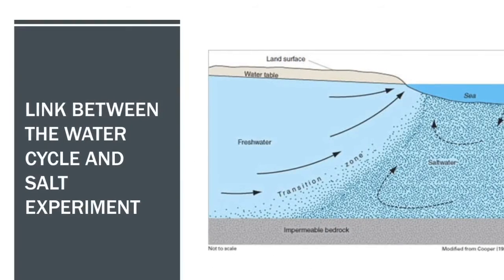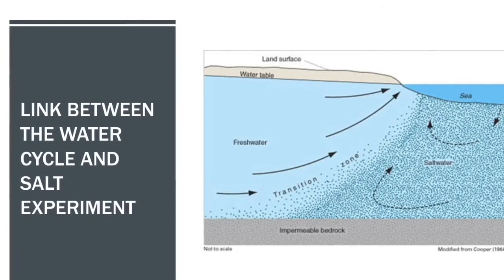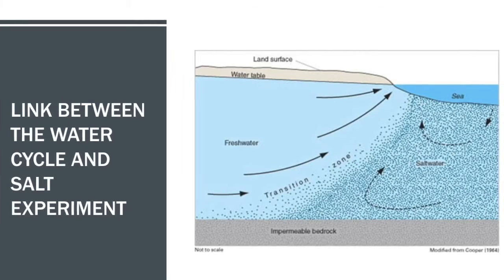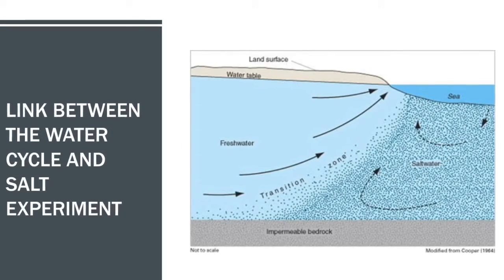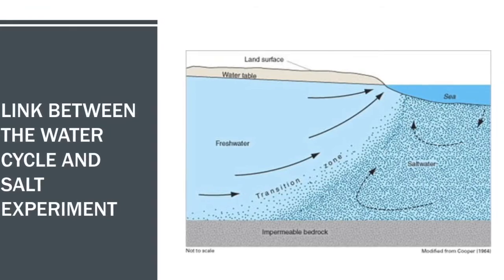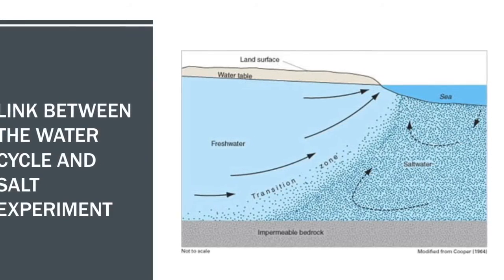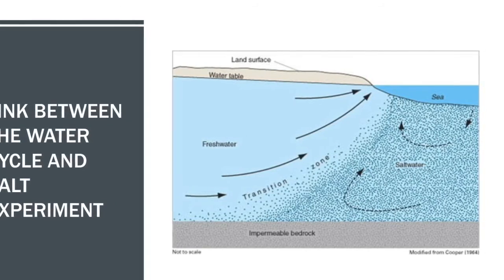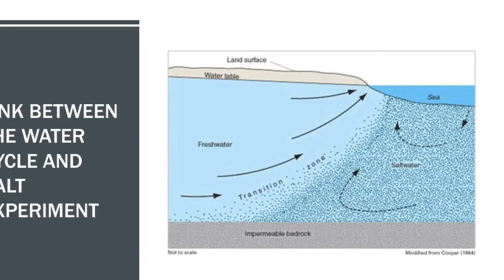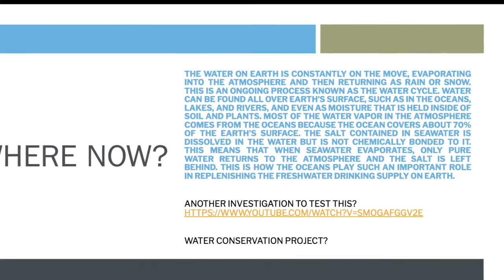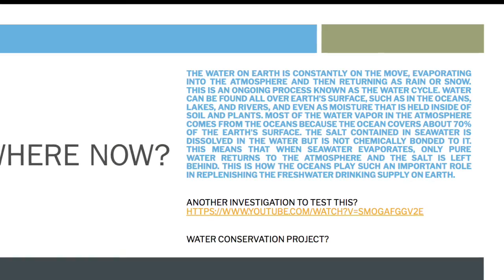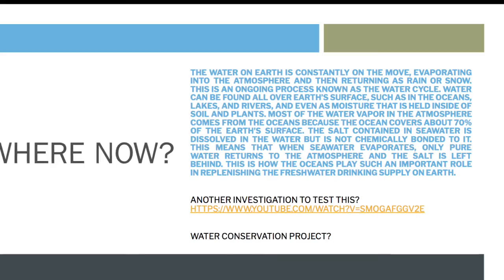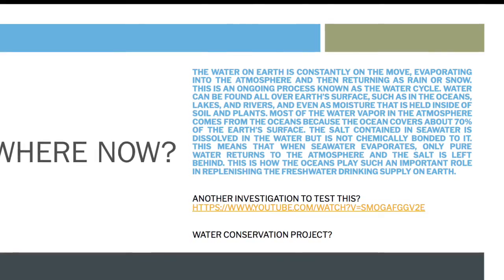So where to now? You could take this lesson and then go more in depth about water vapor in the atmosphere and how it comes from the oceans, because the oceans cover about 70% of the Earth's surface. The salt contained in seawater is dissolved in the water but is not chemically bonded to it. This means that when seawater evaporates, only pure water returns to the atmosphere. Linked on that slide is a demonstration that shows exactly that. After that, you could also teach children about water conservation and build a big class project around that.